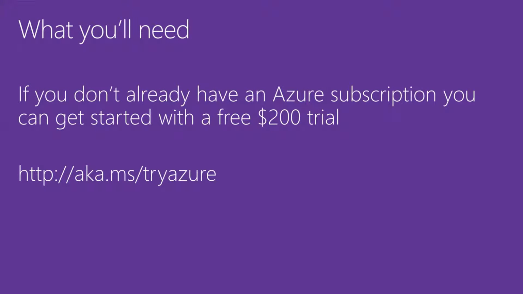So what do you need to get started? All you need is an active Azure subscription. If you don't yet have one, you can get a free 1-month $200 trial by visiting aka.ms/tryazure. Other ways to get access are through the standard pay-as-you-go subscription, your educational DreamSpark subscription, your startup's free BizSpark subscription, or your organization's MSDN subscription.